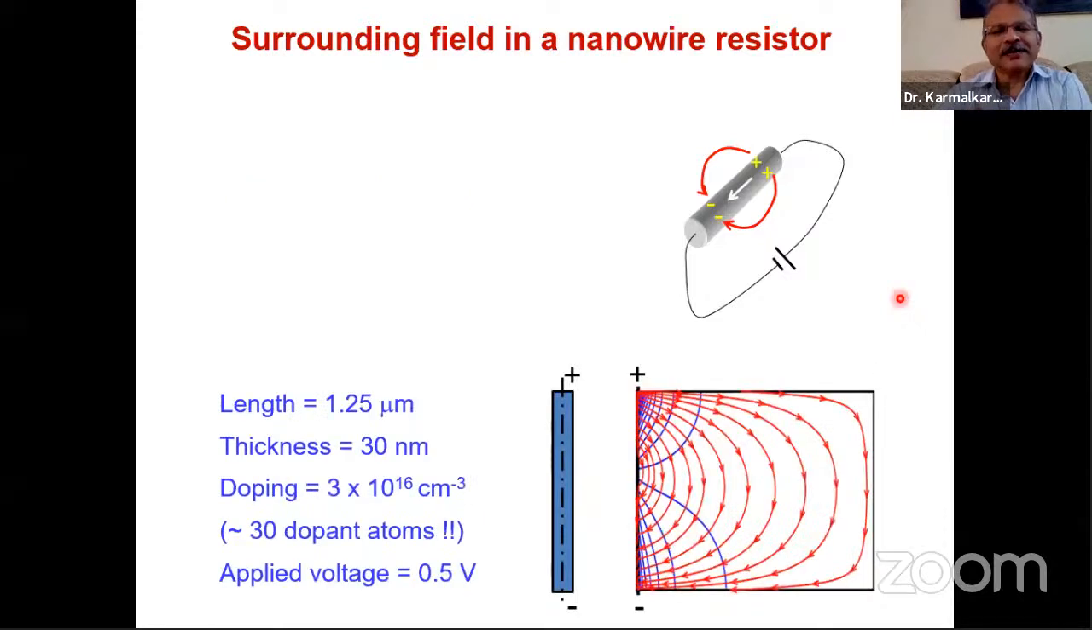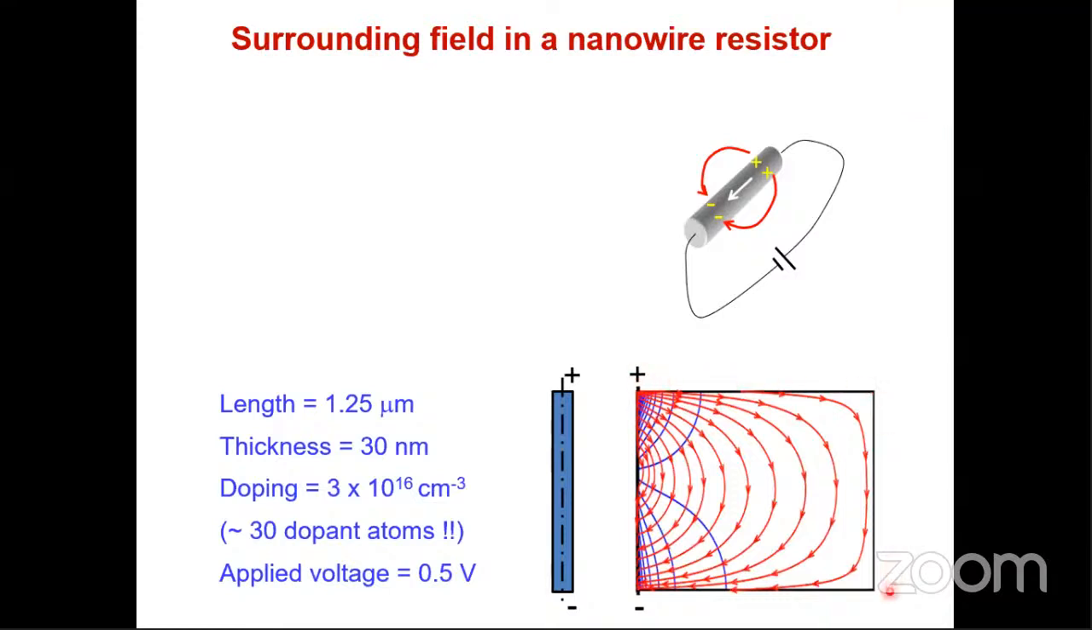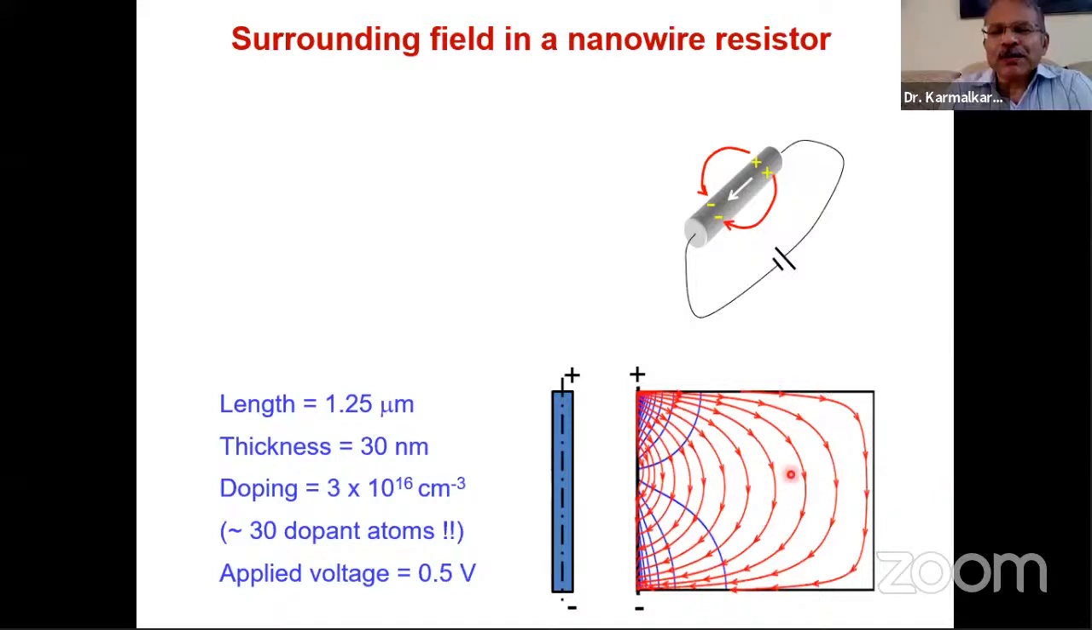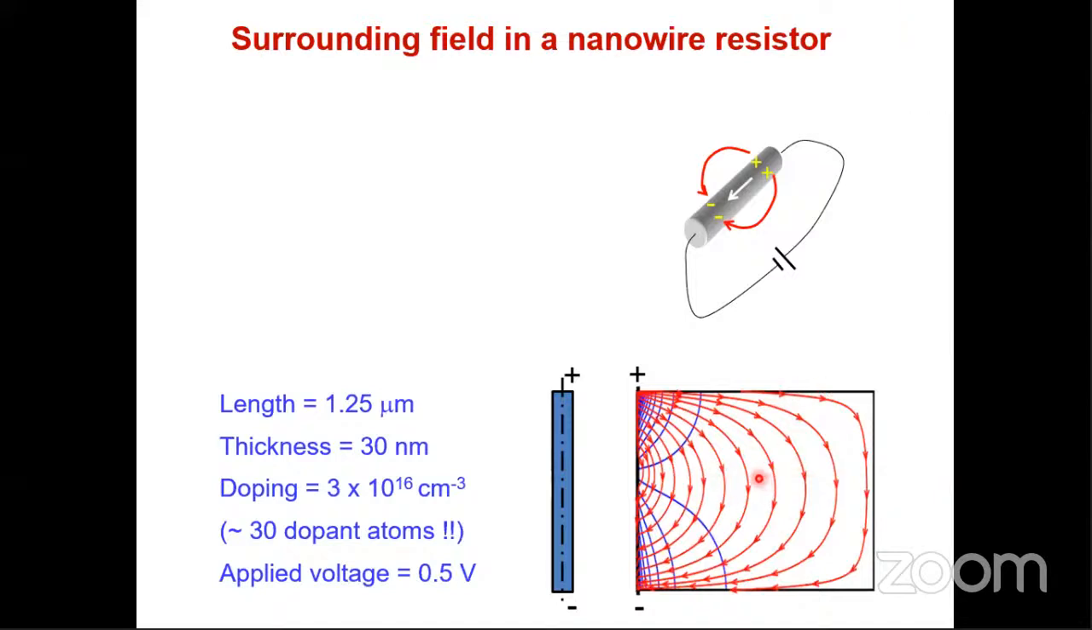Okay, so now let us explain how. Here is a simulation result showing how the field surrounds a wire. This is the wire. This diagram has been generated using a device simulator. Can anyone tell me names of some simulators which can be used to get this kind of field?